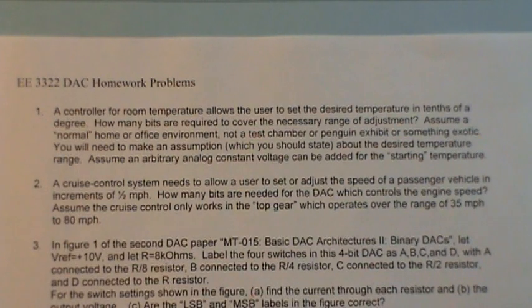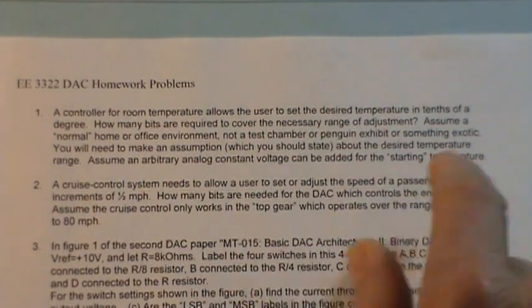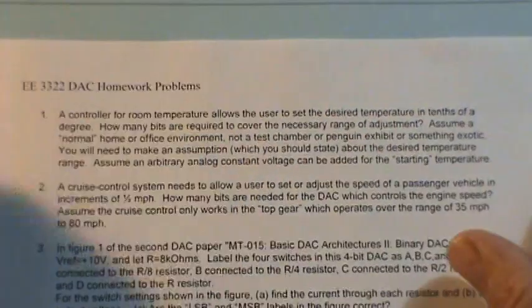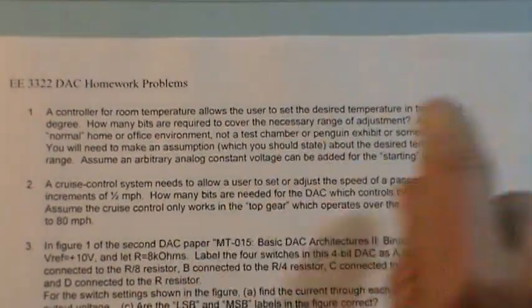Assume an arbitrary analog constant voltage can be added to the starting temperature, and we'll come back to some of these details in a second, but let's just get started. The assumption here is that we're dealing with room temperature, and exactly what does that mean?